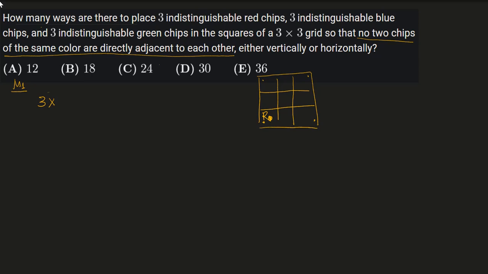Then in the next step, we want to consider its neighbors. For both of its neighbors, we can't place a red chip in. Then what's our choice? We certainly have different ways to fill in these 2 squares. And now it's a good place to do a casework. How do we split this problem here?